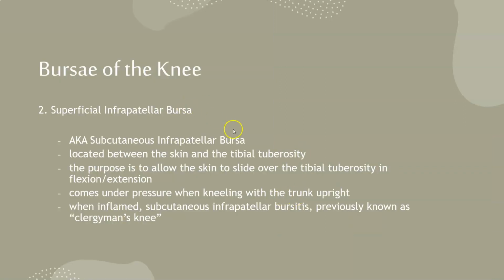The next is the superficial infrapatellar bursa. It's also known as the subcutaneous infrapatellar bursa. This too lies between the skin and the tibial tuberosity. So we've got to come all the way down to the proximal tibia, where the quadriceps tendon finds attachment at the tibial tuberosity, and this lies between the skin and the tibial tuberosity. And this too allows the skin to slide over that tibial tuberosity in flexion and extension as well.